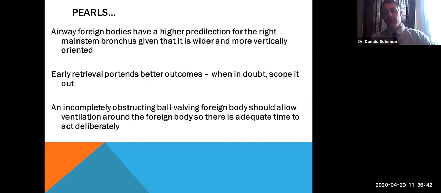This final point on this slide just refers to that peanut husk that fell off of the glottis. When you have a ball valve lesion and you can do adequate ventilation with a foreign body in place, you have time to reset your instrumentation and get yourself in a place where you can safely remove the foreign body. So it's important not to panic. You don't want to panic because you want to act deliberately so that you make the fewest attempts to remove the foreign body.